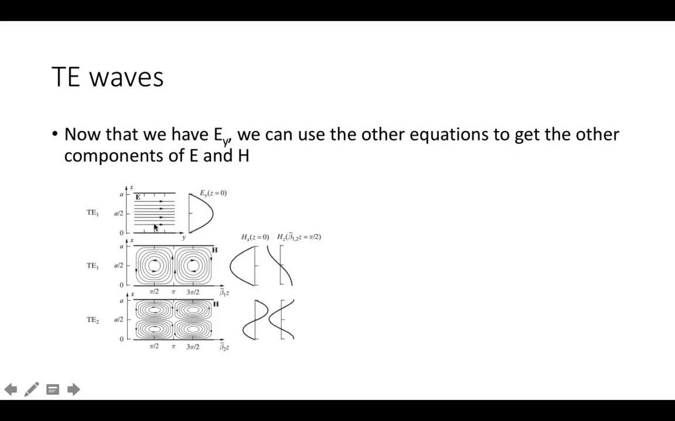So it's a spatial pattern that varies from the top to bottom plate, looking at the cross section of the waveguide, as well as from end to end of the waveguide.